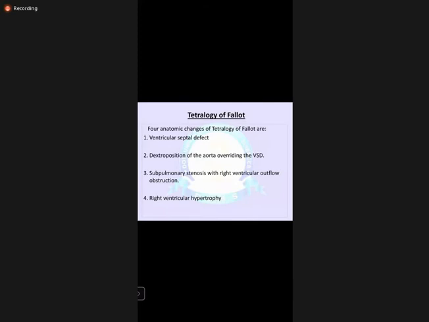So there are 4 anatomical changes of tetralogy of Fallot, which are the presence of a ventricular septal defect, dextroposition and overriding of the aorta over the VSD. The third one is the subpulmonary stenosis with right ventricular outflow tract obstruction, which will lead to right ventricular hypertrophy. So this is called tetralogy of Fallot. If there is an ASD also present, then we characterize that tetralogy of Fallot as a pentalogy of Fallot, because there will be 5 pathologies with the addition of an ASD.